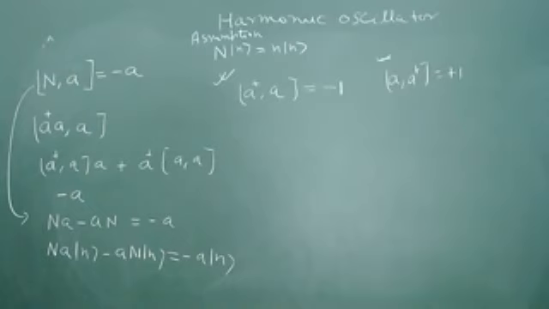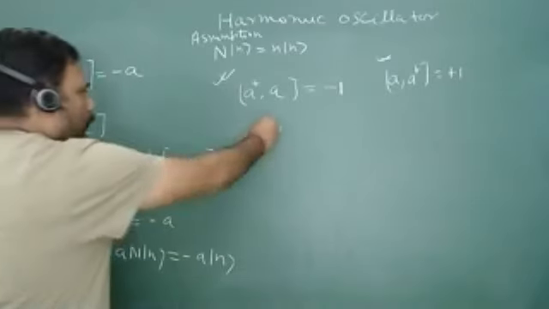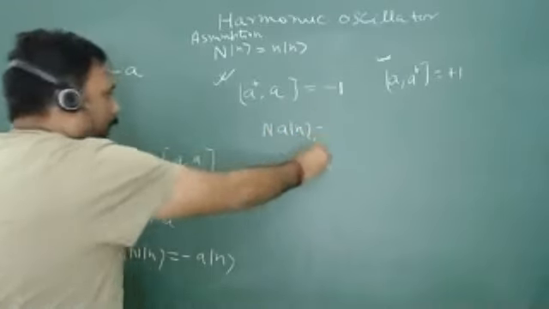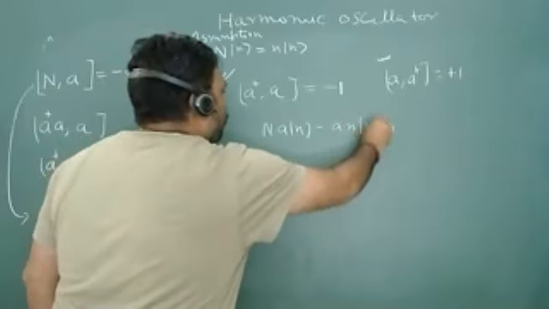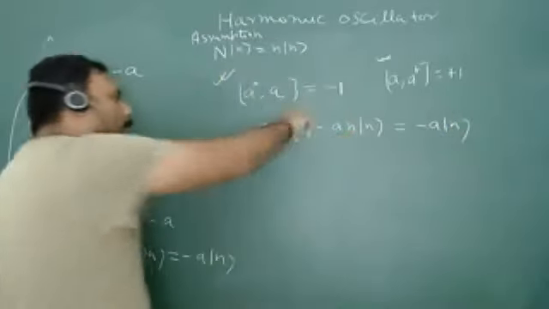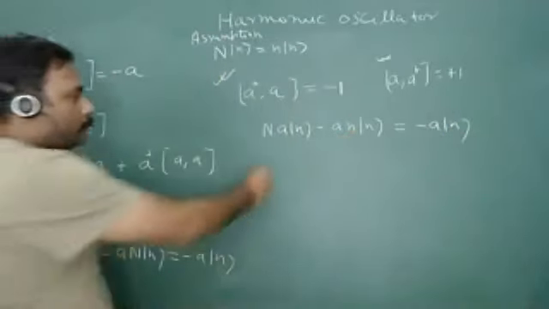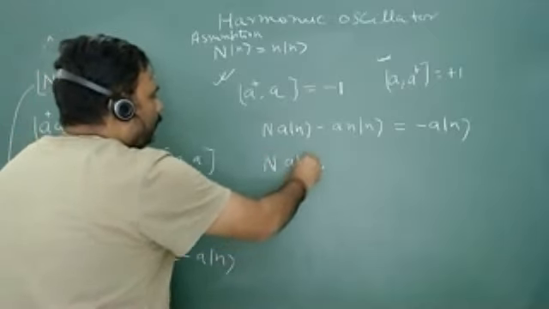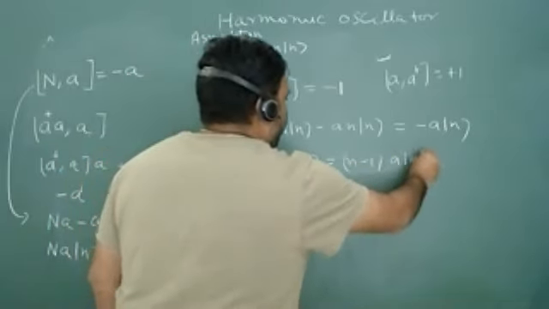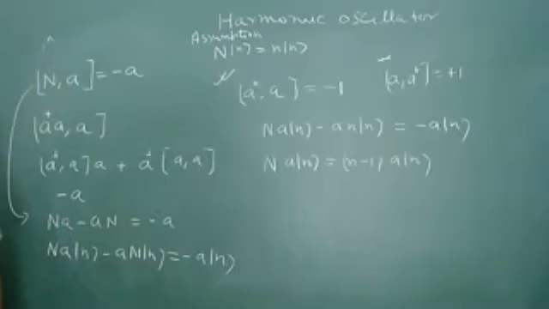Are you getting all this? What will happen? N will operate on n. You will get a small n. So I have kept that there. N will operate on n, you will get a small n. So what you will get? You will get N A n minus A N n ket is equal to minus A n. And this N is a number, so I can write it anywhere. And the whole story can be written as N A n is equal to n minus 1 A n. Can I write this? Yes, we can write.